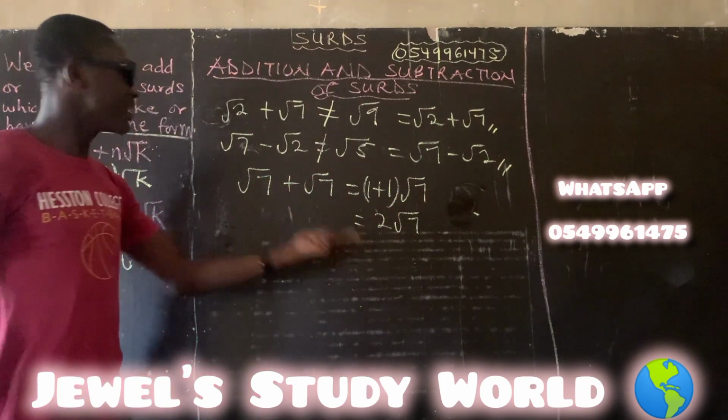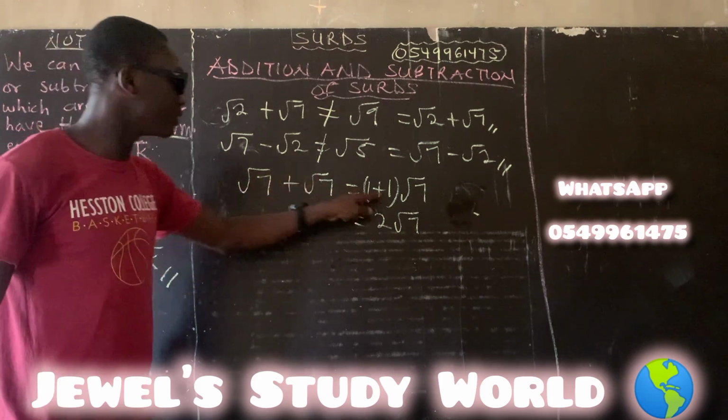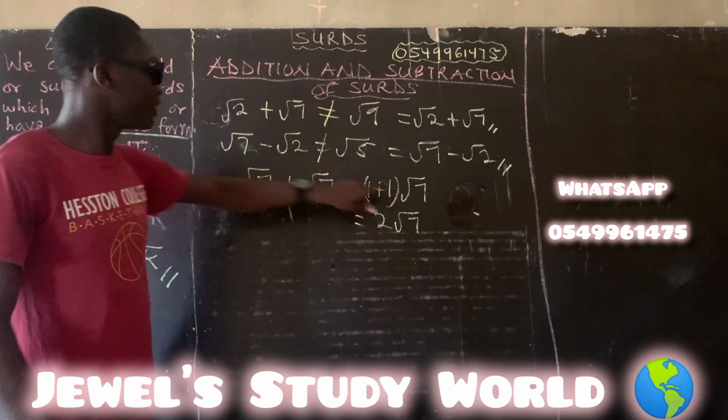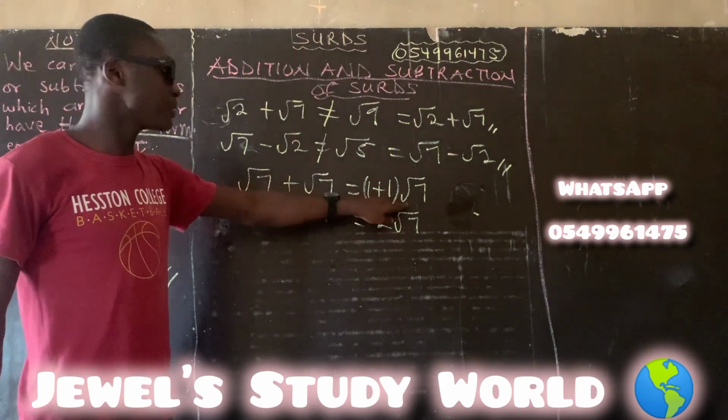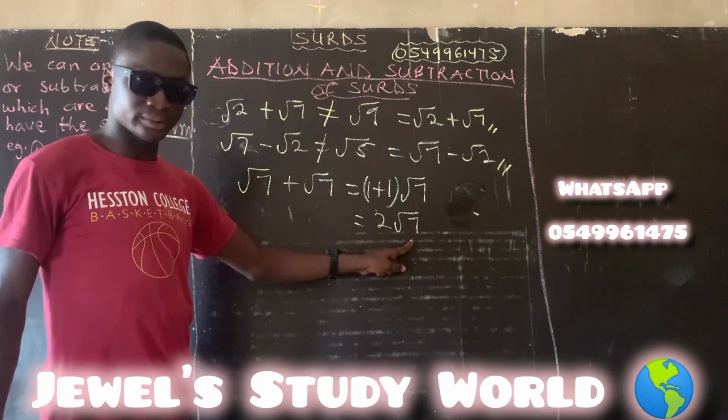You see, you can add this because they are of the same form. So you have 1 plus 1, and then you pick one of these root 7, and you have 2 square root of 7.